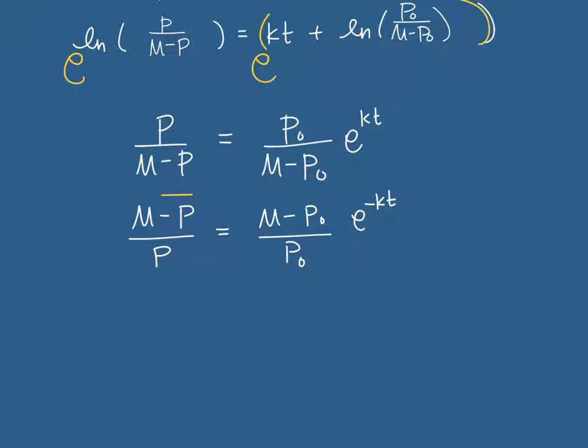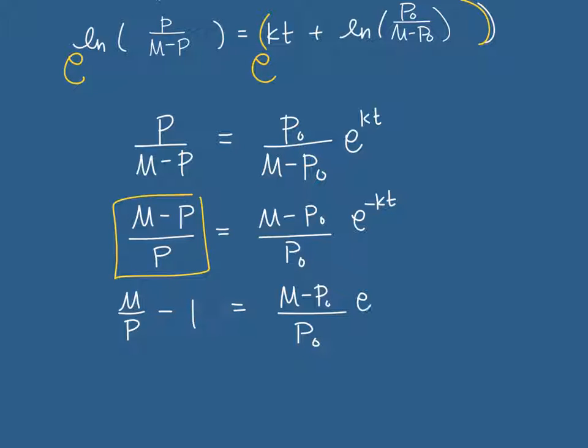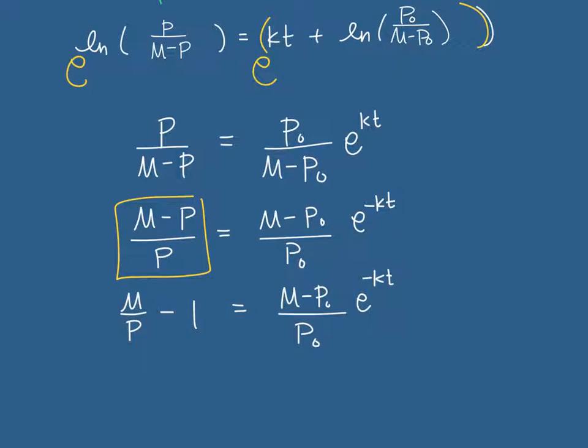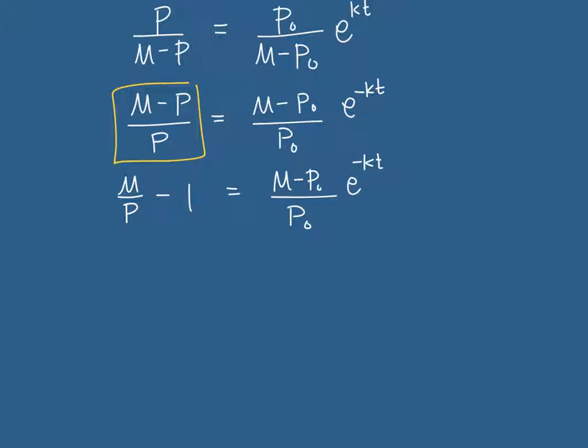Okay, now let's focus at this side. I can make that a common denominator. So I can say m over p minus how much? 1. We're really close to having p by itself. What do I do to both sides now to get p by itself? Add 1.